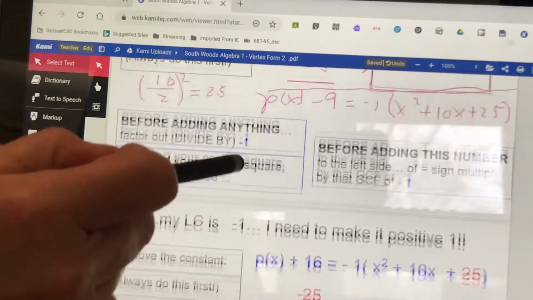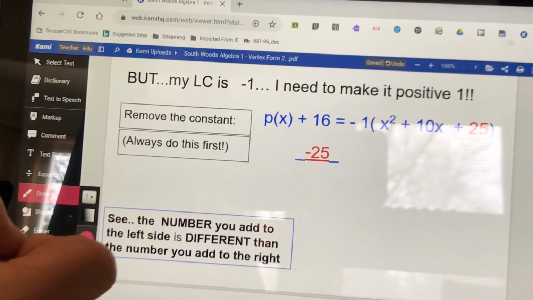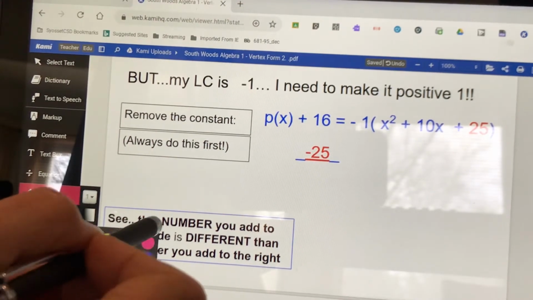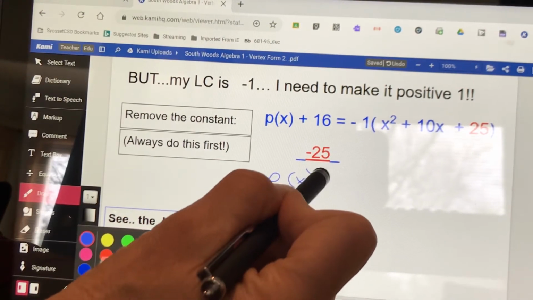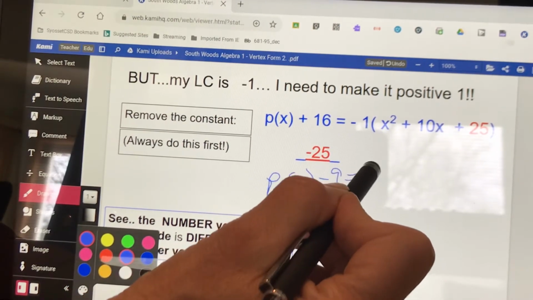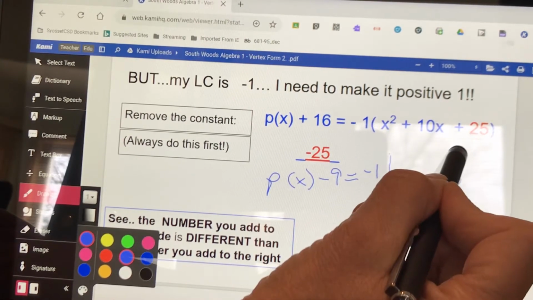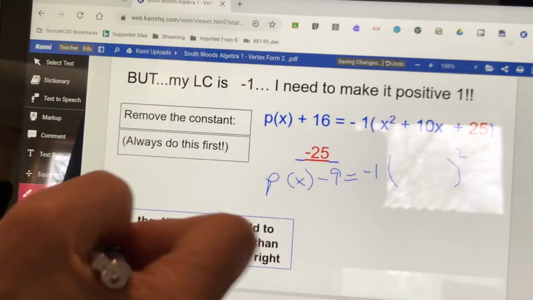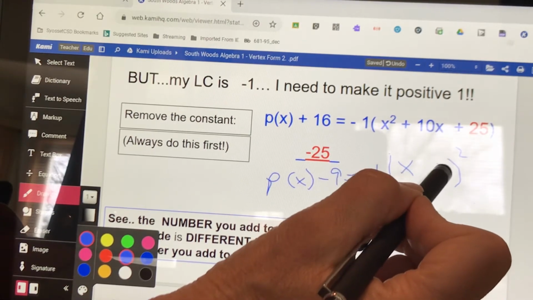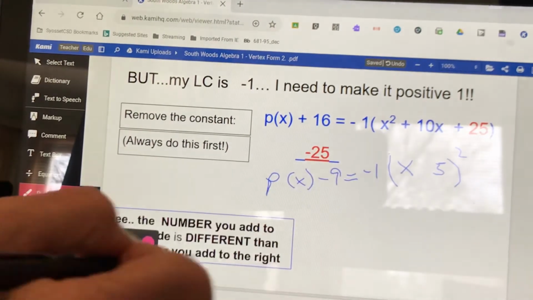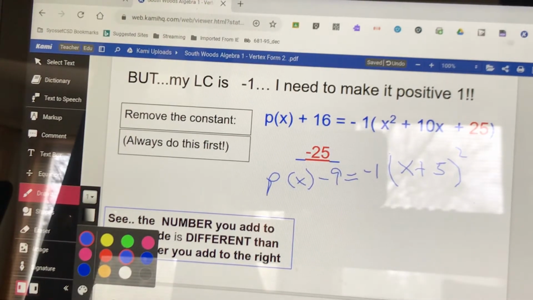Once you do that, everything is very similar to what we did yesterday. When we add 16 and negative 25, we get negative 9. Negative 1 is your GCF. The trinomial is a perfect square. It's going to be crunched into this binomial. X squared becomes x, 25 becomes 5, and that 5 has to be half of the 10, so it's x plus 5 squared. It's all good.